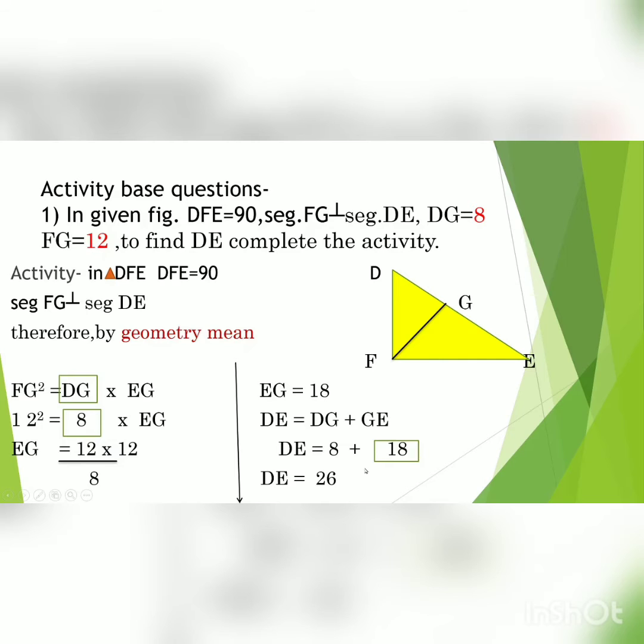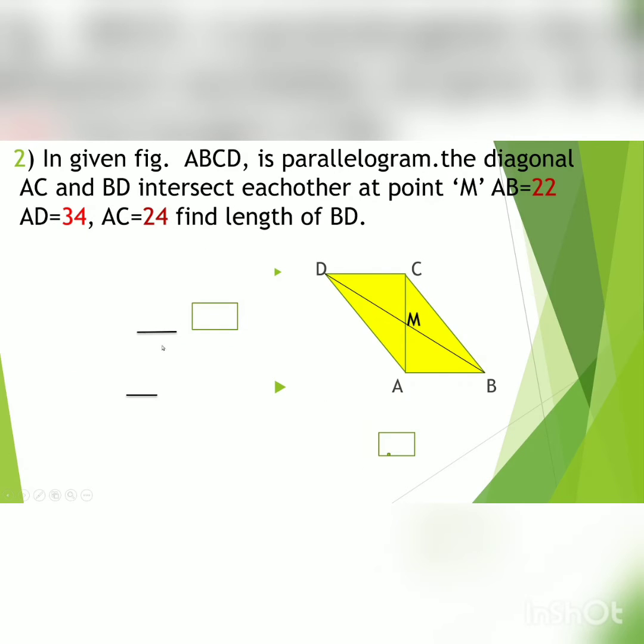Okay. Our next question which is given: in the given figure ABCD is a parallelogram. The diagonals AC and BD intersect each other at point M. If AB is equal to 22, AD is equal to 34 and AC is equal to 24, find the length of BD, which means the length of the second diagonal of ABCD.